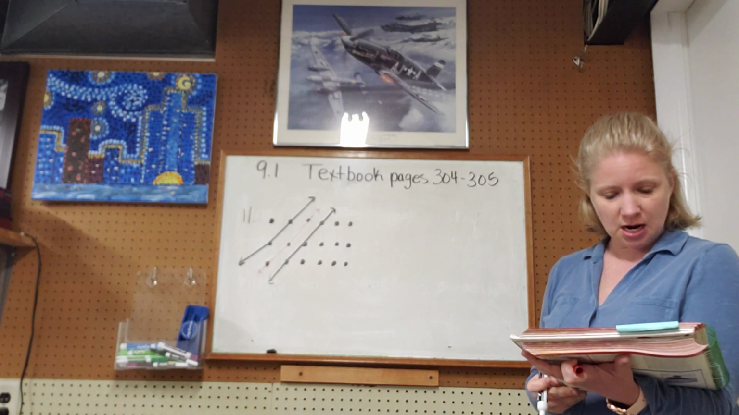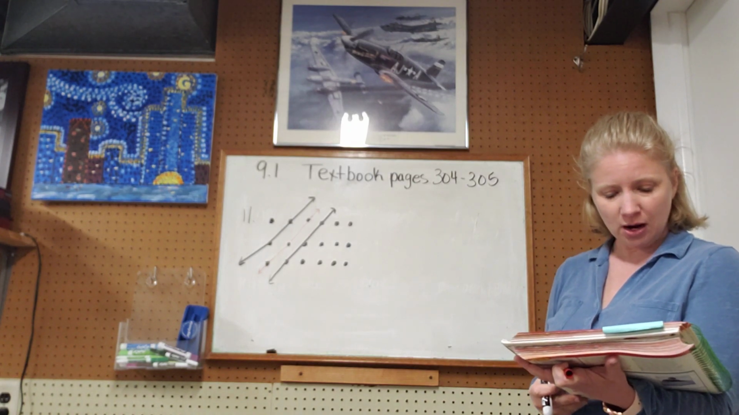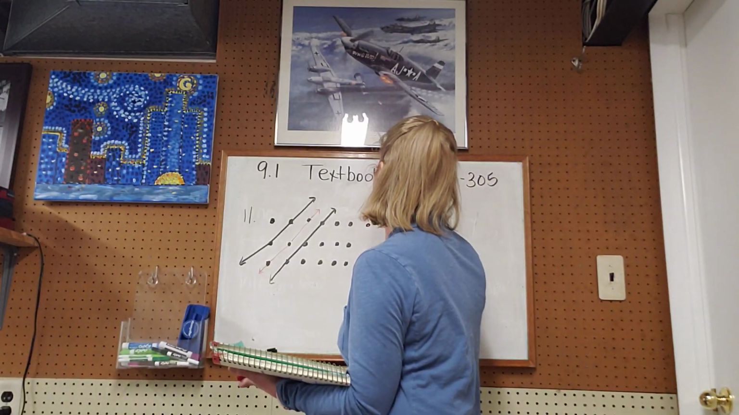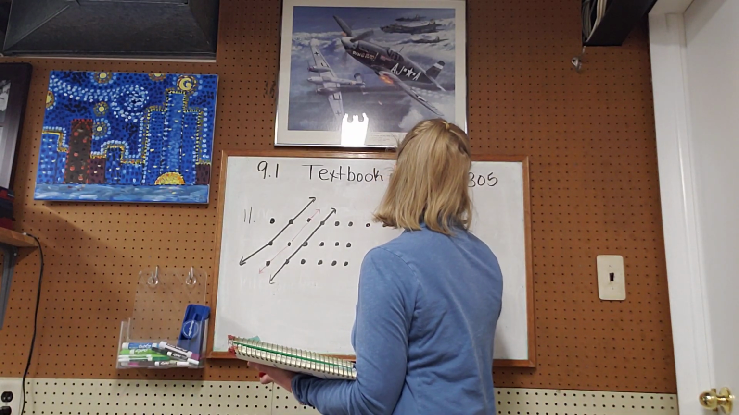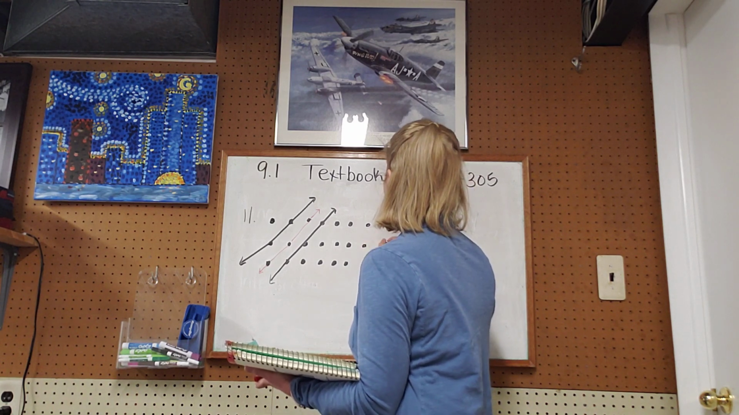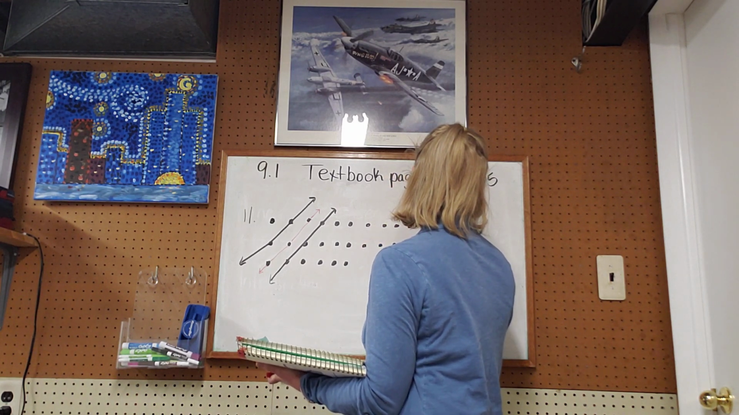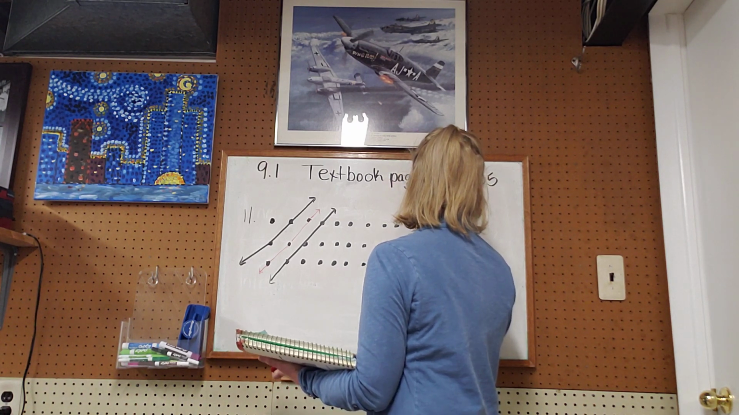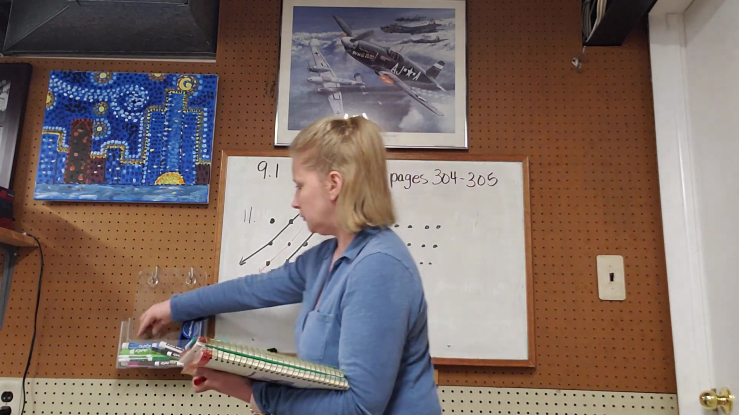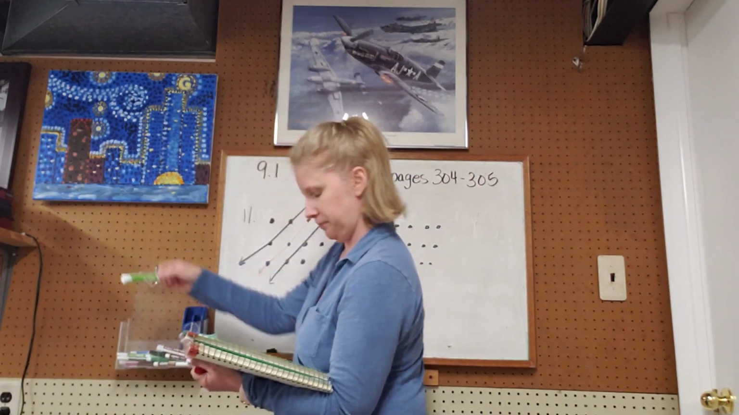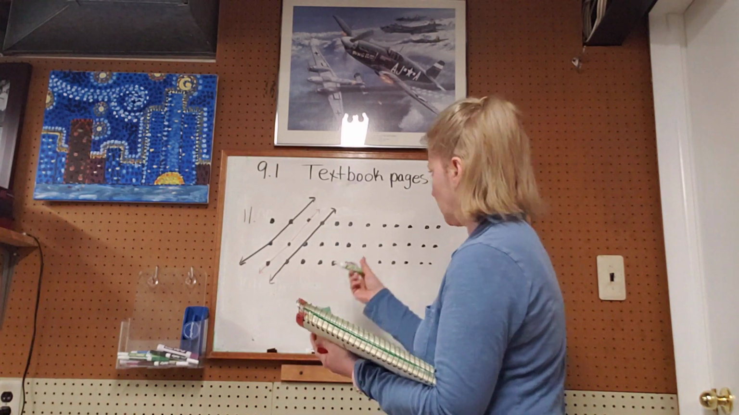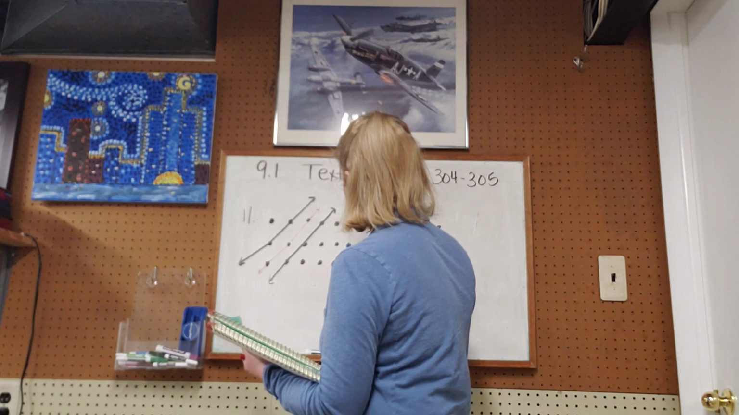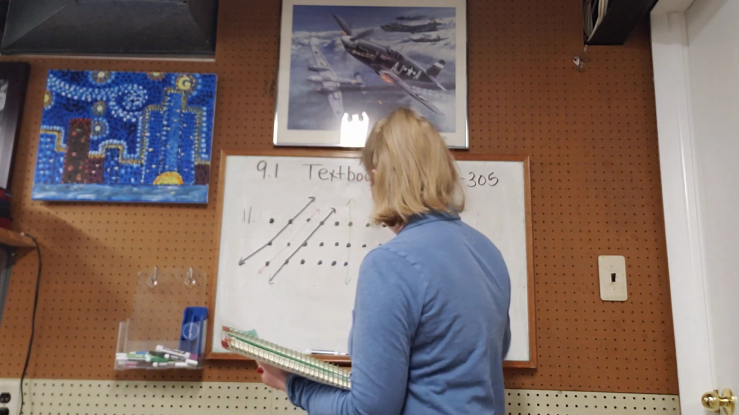Okay. Number 12. A parallel line to the green line. Okay, let's continue with my dots, and then I'll draw a green line. The green line is straight up and down. Let's draw that one. Here's the green line. This is number 12.